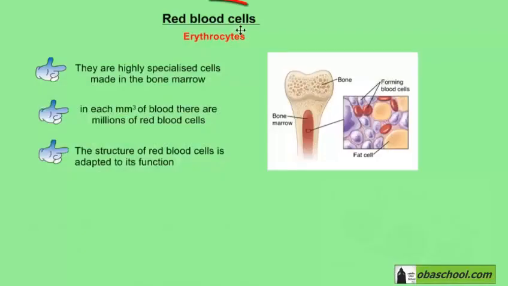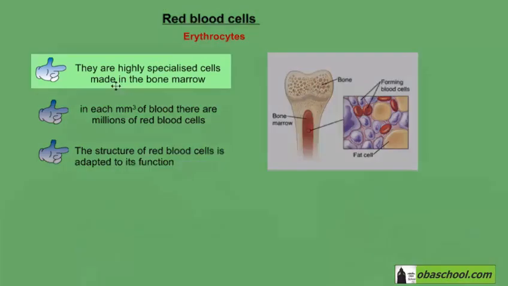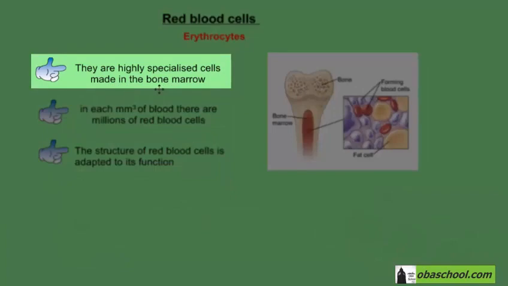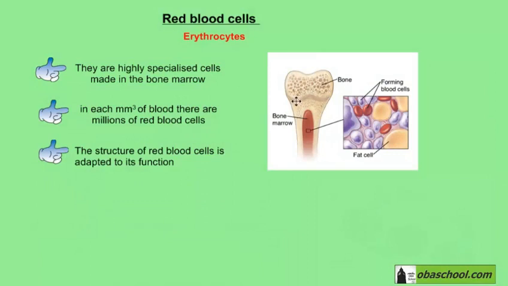Now we are going to talk about red blood cells, or erythrocytes. They are also called erythrocytes. So what are red blood cells? They are highly specialized cells made in the bone marrow. So red blood cells are made in a part of the bone that is called the bone marrow.